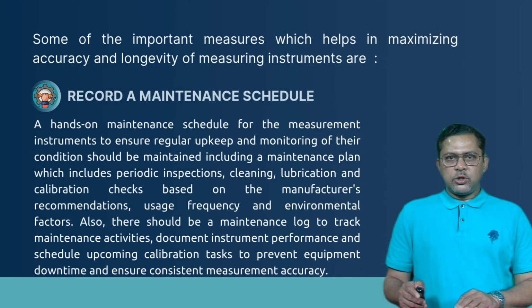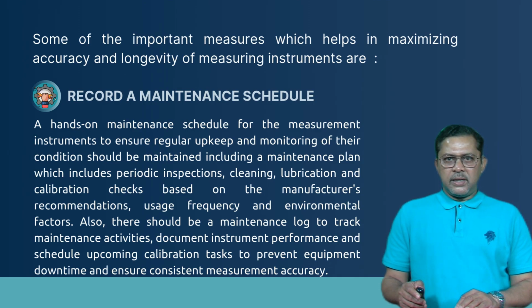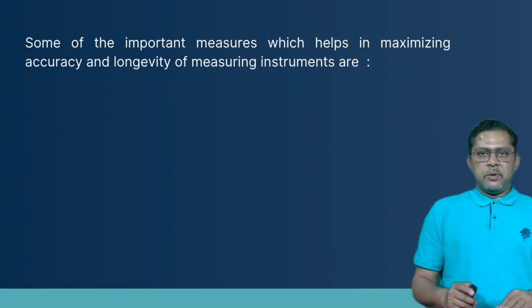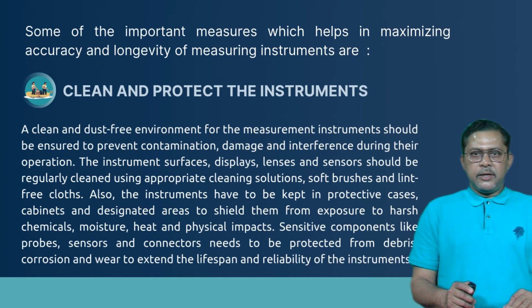Also, there should be a maintenance log to track maintenance activities, document instrument performance, and schedule upcoming calibration tasks to prevent equipment downtime and ensure consistent measurement accuracy. Number 2, clean and protect the instruments.